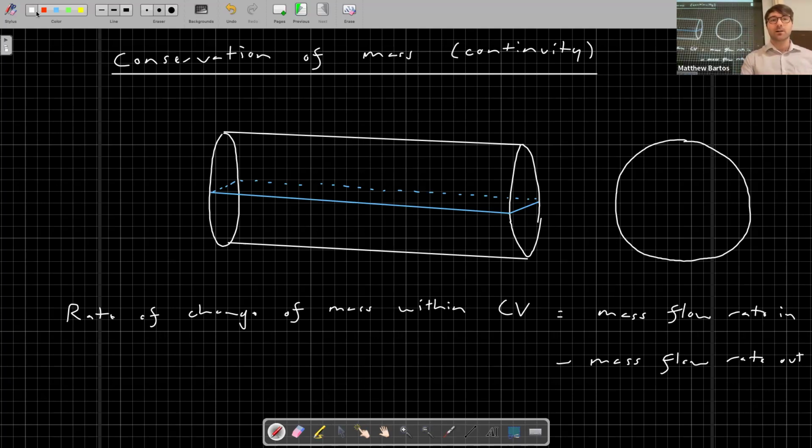So let's go ahead and draw that out. So here's our profile of the pipe. Here is our cross section. And let's say we have some mass of fluid in our control volume at time t. I'll write that as mass at time t. My t's kind of look like pluses, so just keep that in mind. So we have some mass at time t.